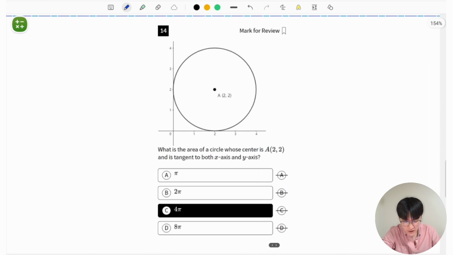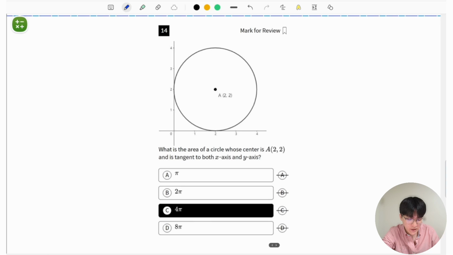All right, question 14. What is the area of a circle whose center is (2, 2) and is tangent to both the x-axis and y-axis? Now, tangent means it is hitting the x-axis at a singular point and then moving out. That's what tangent means. It just touches that specific point.